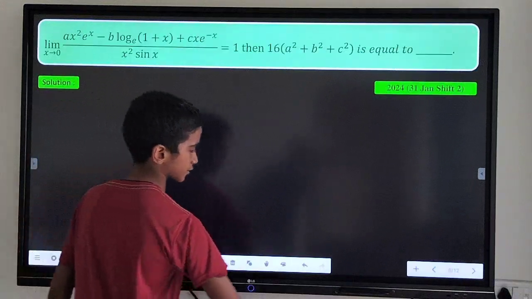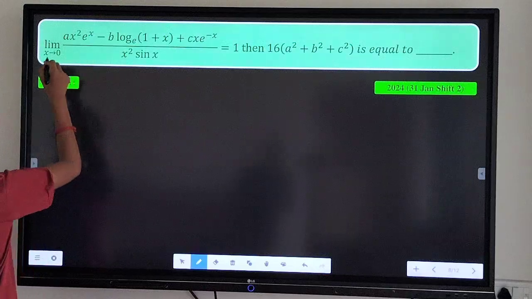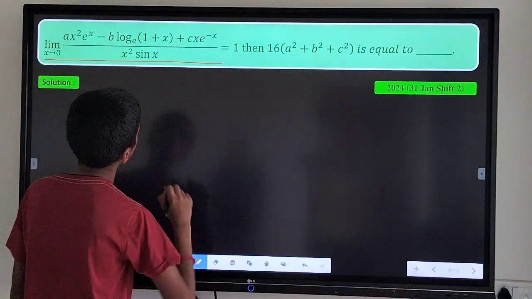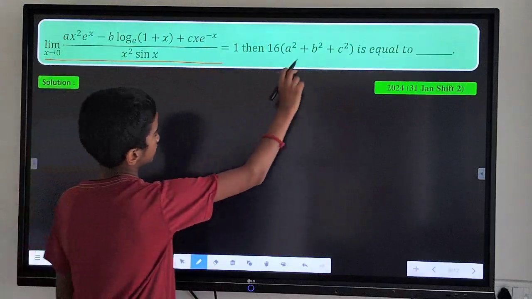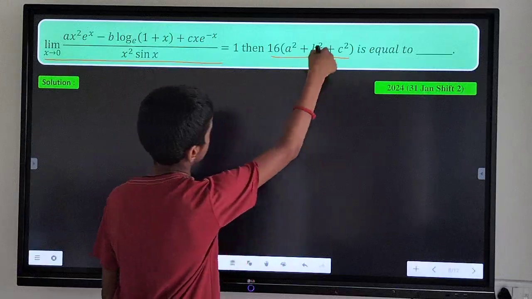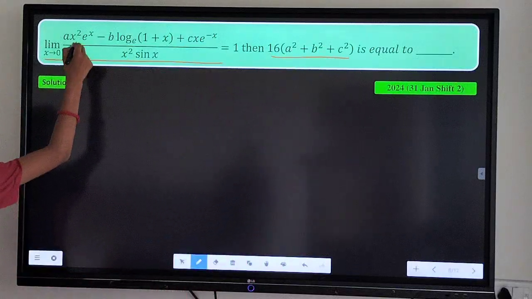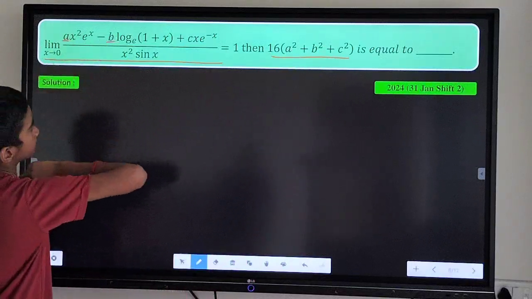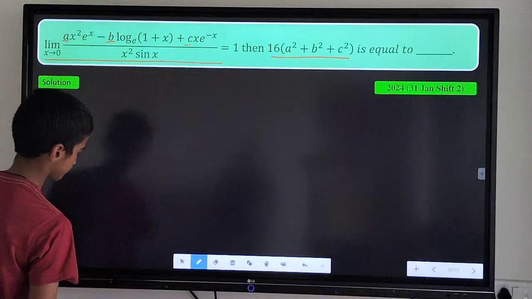So here's our next question. It says that limit x tends to 0 of this limit is equal to 1. Then we have to find the value of 16a square plus b square plus c square. Here a, b and c are variables.